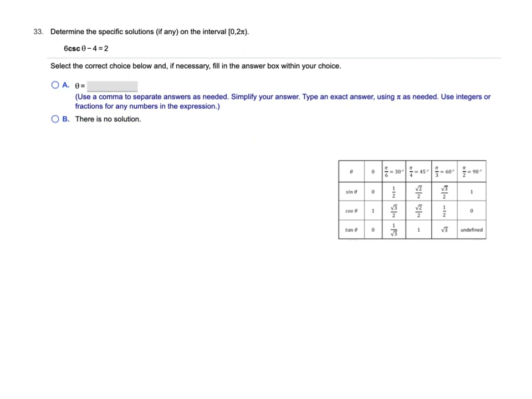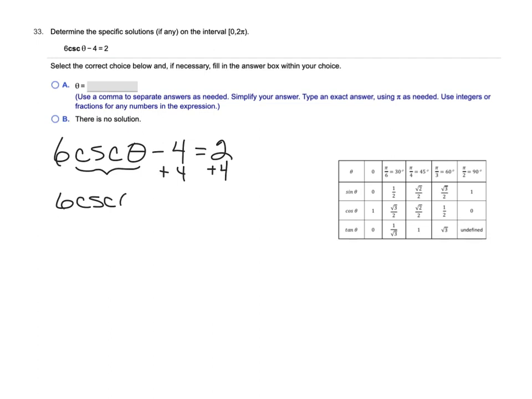Okay, let's look at this one. We have 6 cosecant of theta minus 4 equals 2. Okay, we want to solve it. And remember, the cosecant of theta right here, we treat just like we would treat an x if we're solving an equation. So let's get this by itself. I'll start by adding 4 to both sides. I get 6 cosecant of theta equals 6.